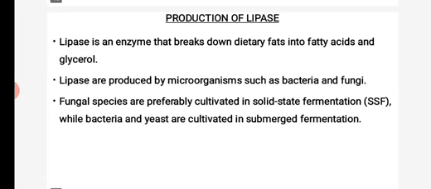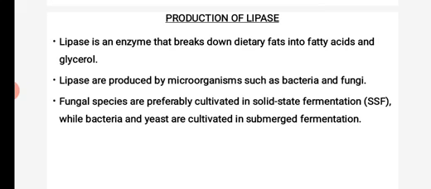Next is the production of lipase. Lipase is an enzyme that breaks down dietary fats into fatty acids and glycerol. Several types of bacteria and fungi are capable of producing lipase. When we are using fungal species, we use the solid state fermentation technique for the production of lipase. When we are using bacterial species, we use submerged fermentation for the production of lipase.